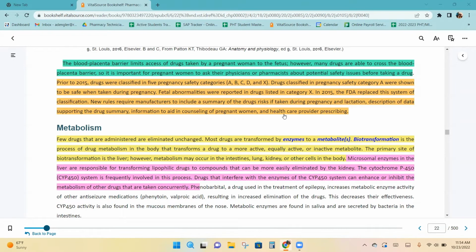Drugs classified in pregnancy safety category A were shown to be safe when taken during pregnancy. Fetal abnormalities were reported in drugs listed in category X. In 2015, the FDA replaced the system of classification. New rules require manufacturers to include a summary of the drug's risks if taken during pregnancy and lactation, description of data supporting the drug summary, information to aid in counseling of pregnant women and healthcare provider prescribing.